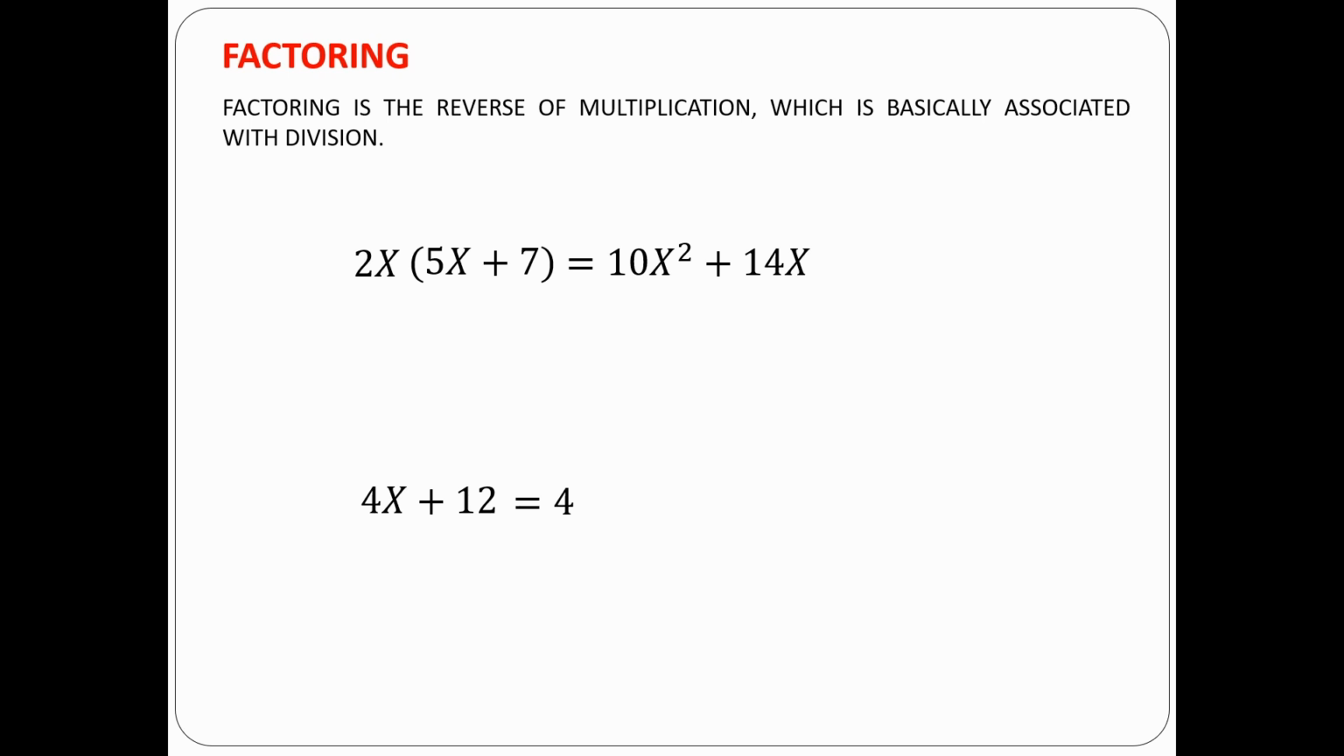Now to find out what is placed inside the parentheses, you should divide 4x by 4. And that is 1x. And 12 divided by 4 is 3. And so that is factoring. What we do is we have converted the binomial into the product of a monomial and a binomial.